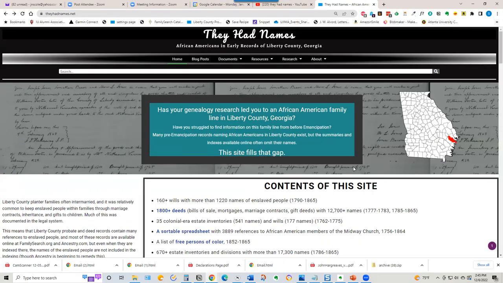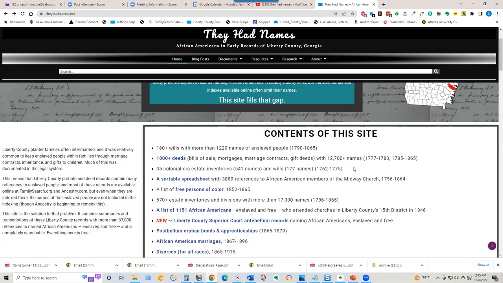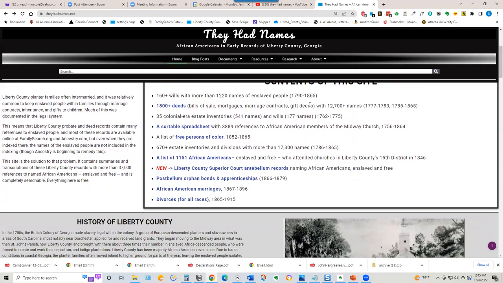Okay. So this is just Liberty County, I'm afraid. I've still got so much more to go with Liberty County. I haven't tried to branch out. The contents of the site are basically abstracts and transcriptions of all the records we find. I just page through page by page and look for records naming African Americans, mostly before the Civil War, and we transcribe or abstract them.